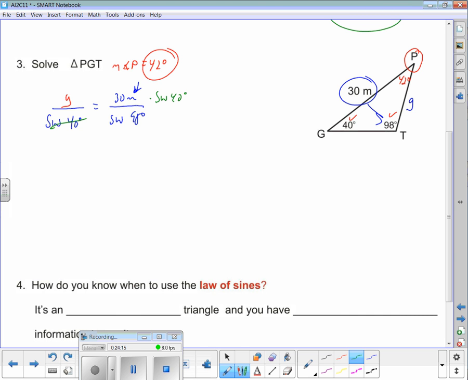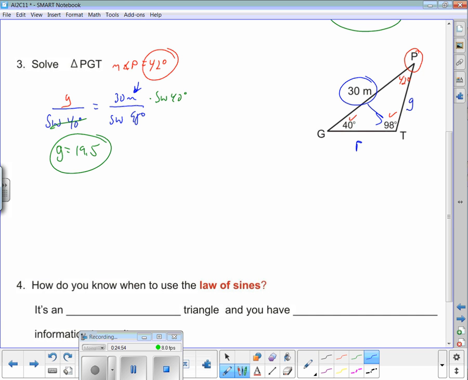Again, I'm looking for a side here, so I'm just punching in values. Sine of 40 times 30. I'm going to divide that result by the sine of 98 degrees. And I got 19.5 for side g. Looks like a y there. 19.5. Okay? All right, I trust that that's a good answer, and I now have to find side p here.